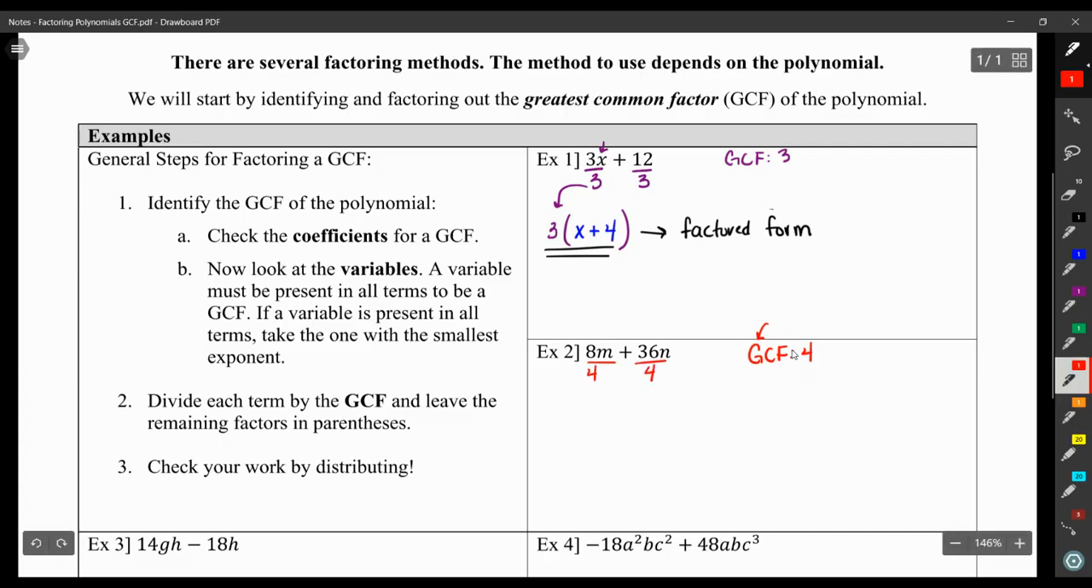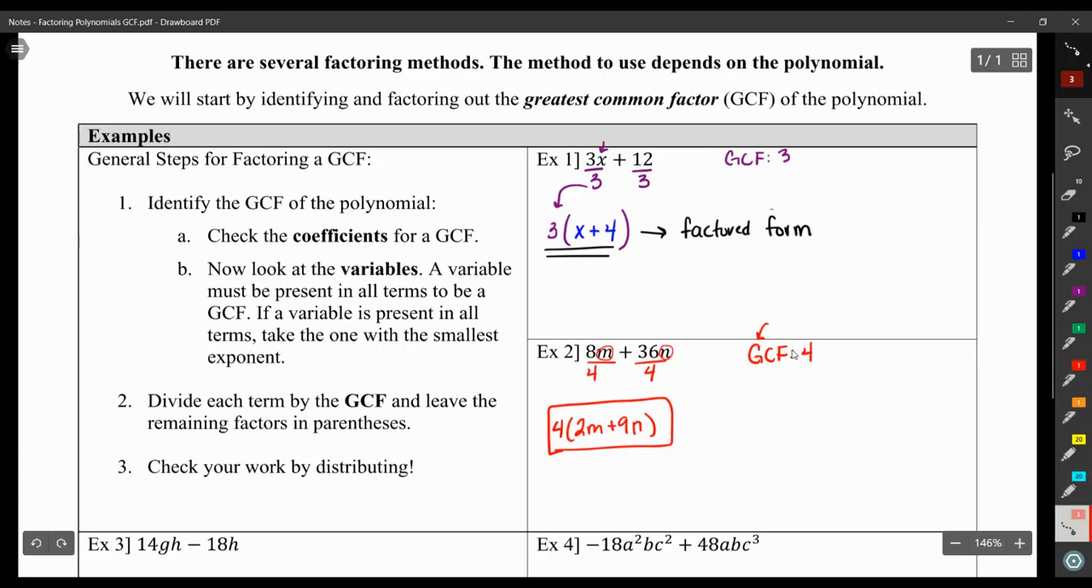Now let's look at variables. This has an m and this has an n. Those are not the same variable, so I can't divide by any variable. So again, we're left with a GCF of 4. I want you to pause the video and see if you can write the factored form for number 2.